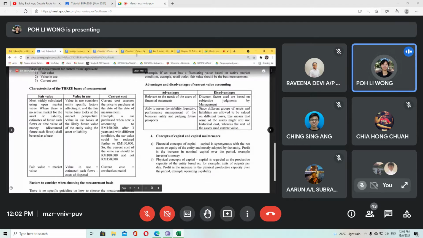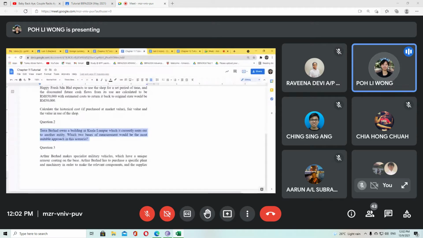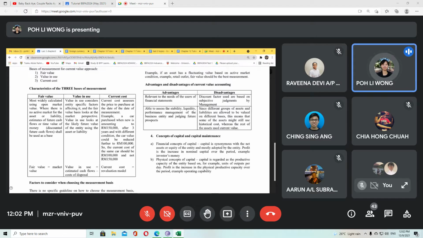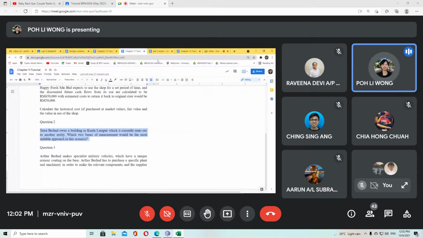When I look at the picture here, they are currently renting it out to another entity. If I rent out to another entity, number one, I have a fair value. I can measure at fair value less cost of disposal. Or I can measure at value in use. Why? Because value in use talks about using the asset. The value if you use the asset, that is value in use.